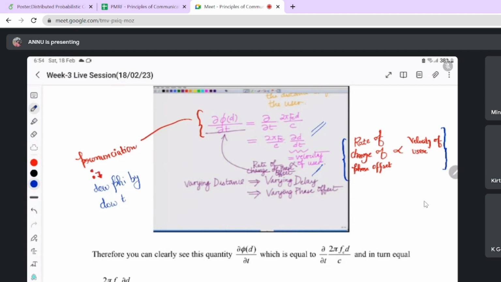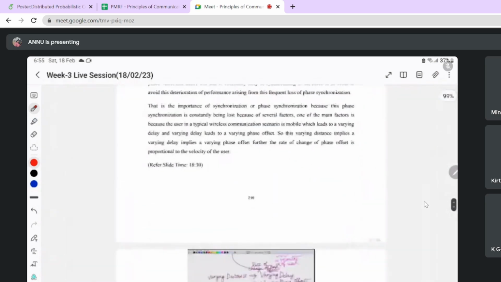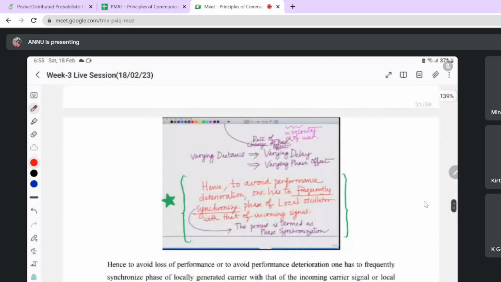So varying distance is resulting in a varying delay, which is resulting in a varying phase offset, which is very important. It is directly asked in the GATE questions. So moving ahead, to avoid performance deterioration, one has to frequently synchronize the phase of the oscillator.